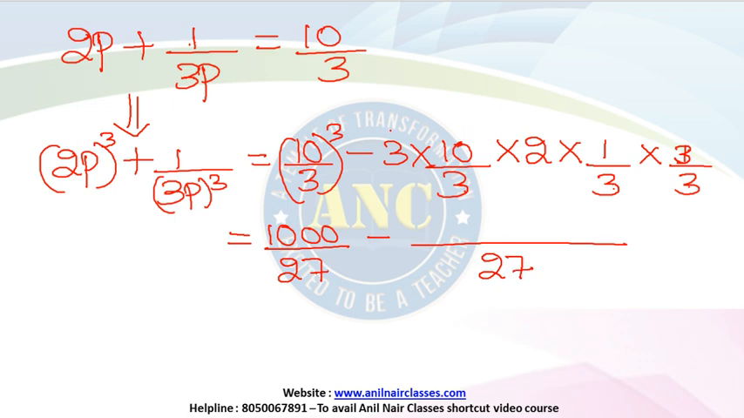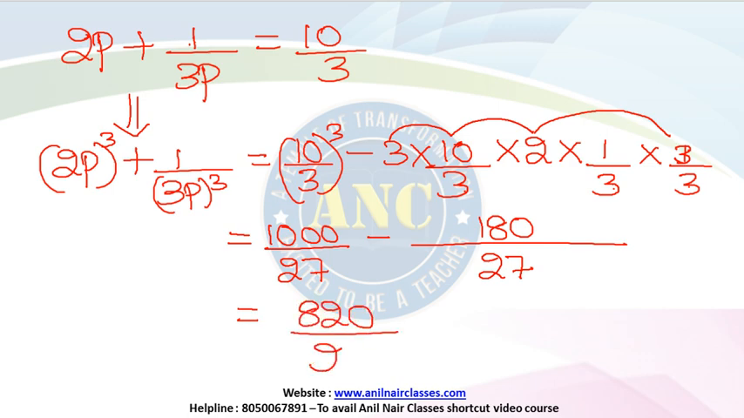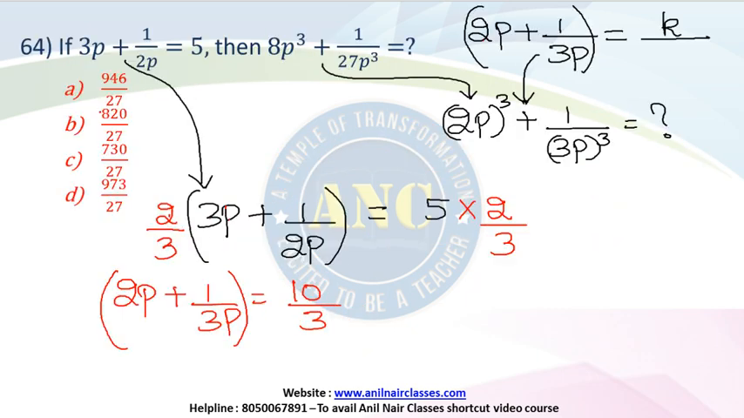Now multiply the numerator. 10 into 3 is 30, 30 into 2 is 60, 60 into 3 is 180. So your final answer is 1000 minus 180, which is nothing but 820 divided by 27. And trust me, you should not take this much time in your examination, sir. You should never take this much time, and you should not write all these intermediate steps.